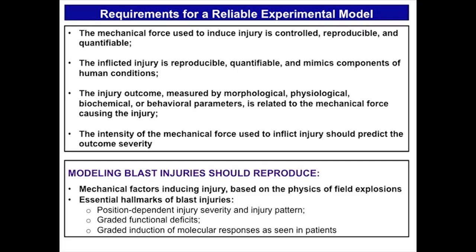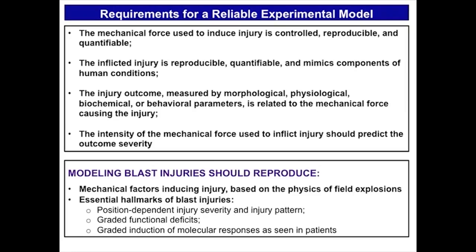The mechanical force used to induce injury should be controlled, reproducible, and quantifiable. The inflicted injury should be reproducible, quantifiable, and mimic components of human conditions. The injury outcome, measured by morphological, physiological, biochemical, or behavioral parameters, should be related to the mechanical force causing the injury. And the intensity of the mechanical force used to inflict injury should predict the outcome severity.